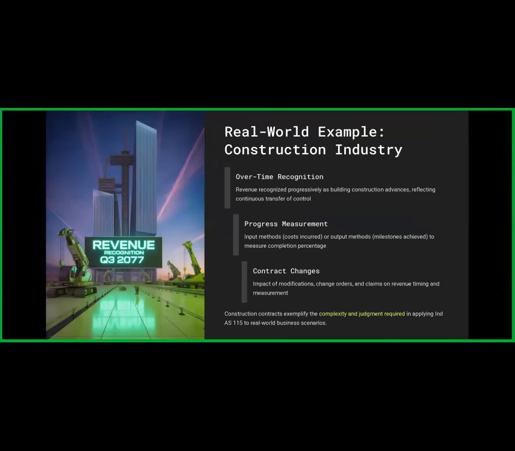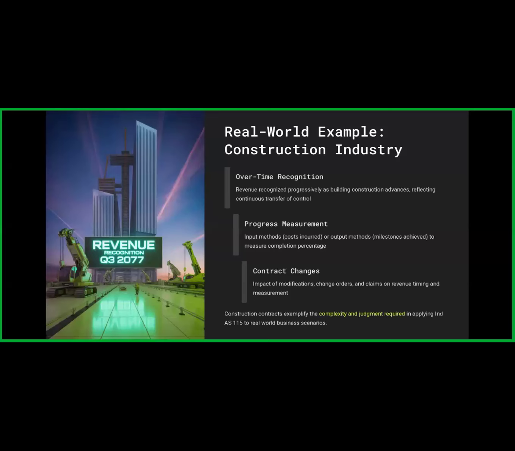Okay, so here on the left side, if you see the image, that is the revenue recognition in quarter three of 2077. So how does any construction company recognize their revenue? That is the case study. This is one of the construction companies building some residential real estate property. So how do they recognize the revenue in the third quarter of 2077?